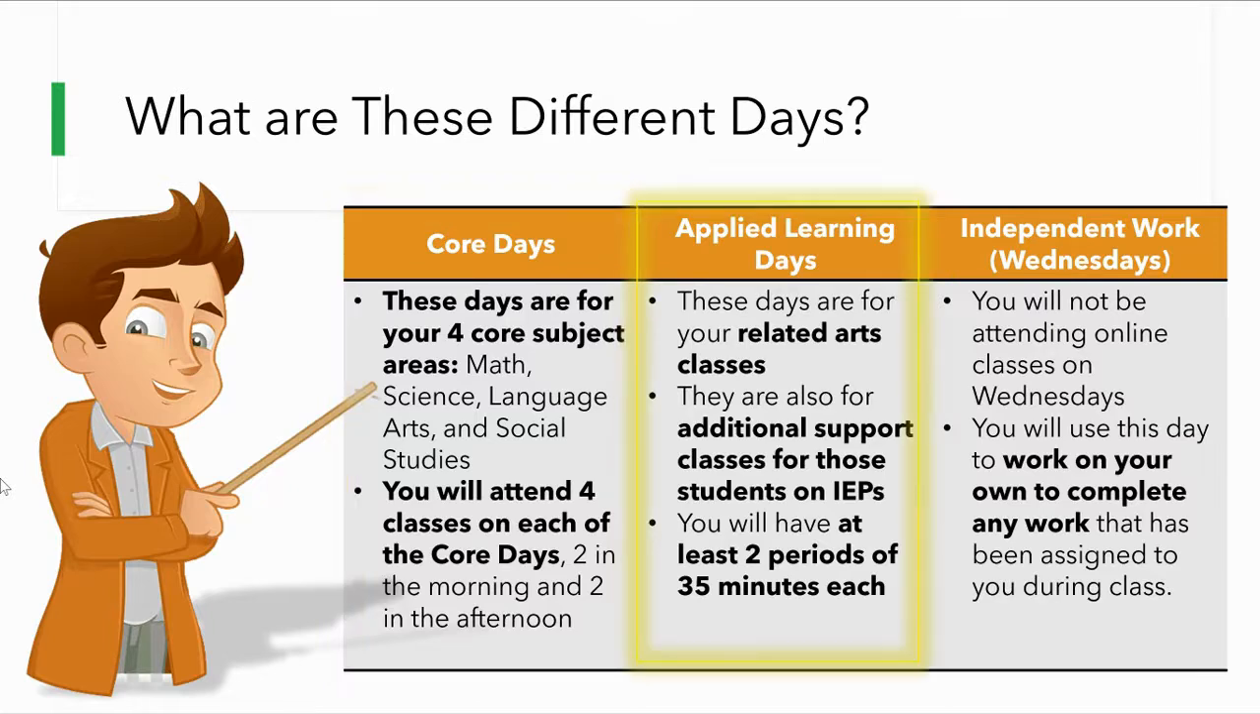Applied learning days are days in which you will go to your related arts classes or your electives. You will have at least 2 30-minute classes on your applied learning days where you will go to your related arts. If you are on an IEP or need additional supports, you will also have classes on these days as well. Independent work days. These are every Wednesday. These are days when you will be self-directed in your work. You will have the opportunity to work on assignments that have been given to you in your other classes.